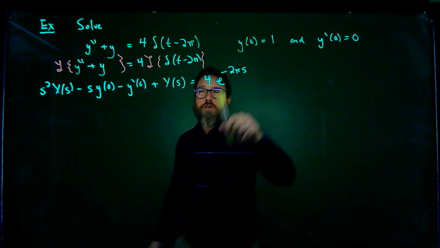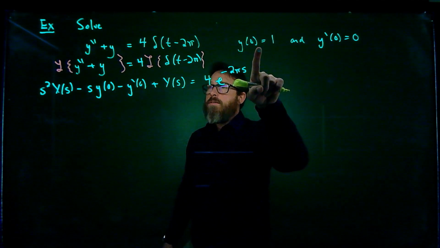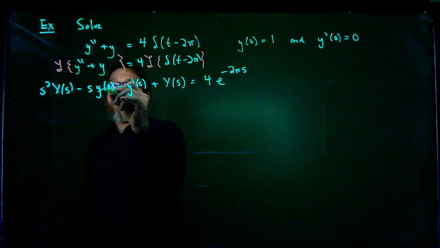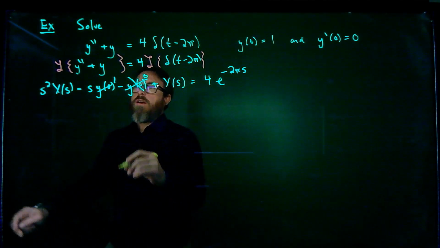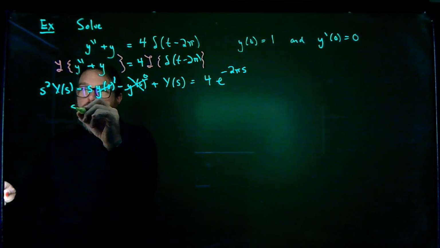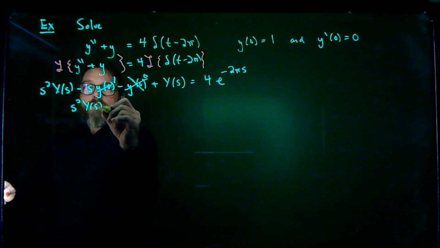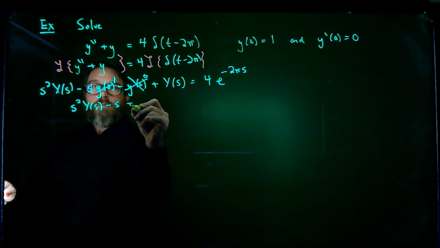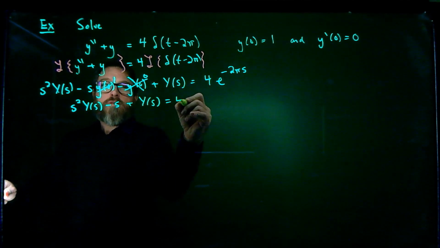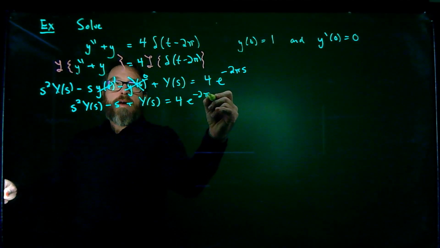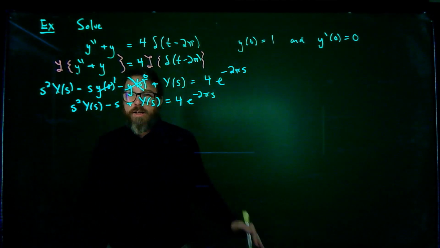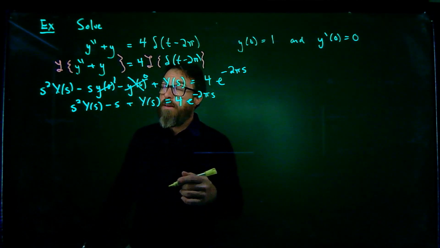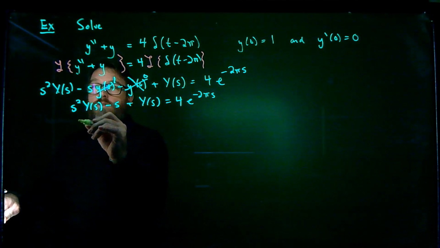Now we can plug in our initial conditions. So y of 0 is equal to 1, so this will just be equal to 1. And then y prime of 0 is equal to 0, so that'll cancel. So what we're going to get here is s squared Y of s minus s plus Y of s is equal to 4e to the minus 2 pi s. Now remember, we've taken the Laplace of this. It's algebraic. I just have to solve this for capital Y, and then eventually take the Laplace inverse.